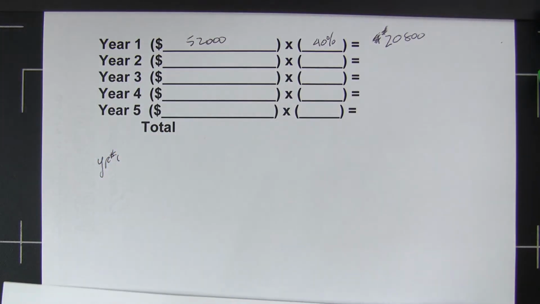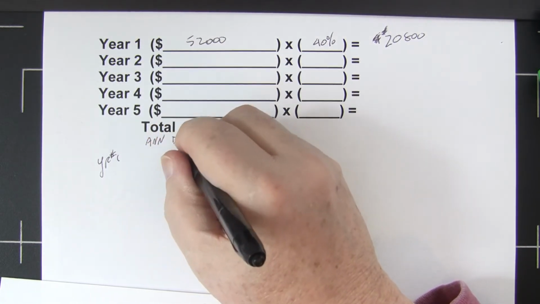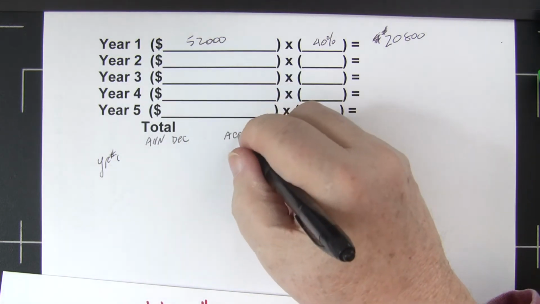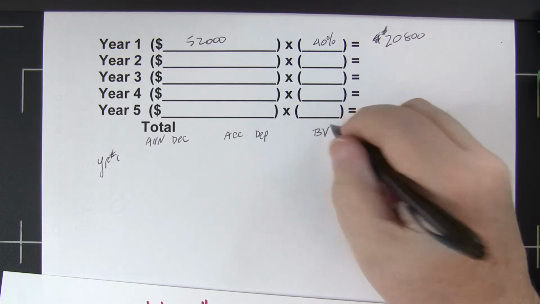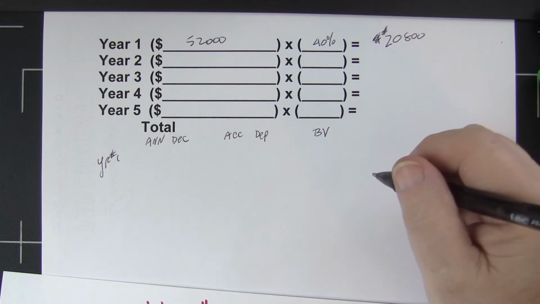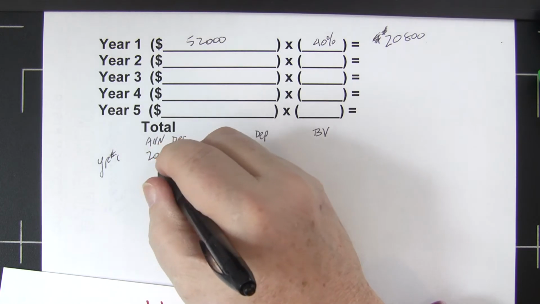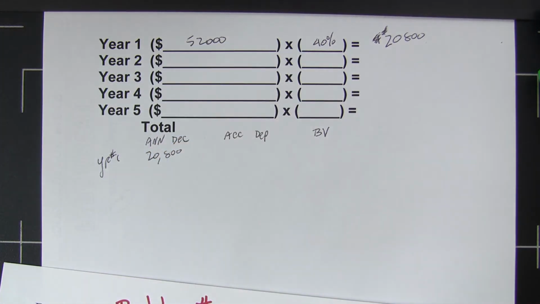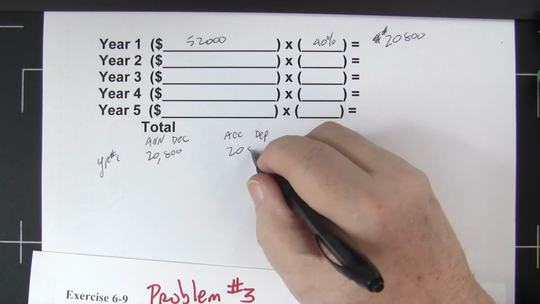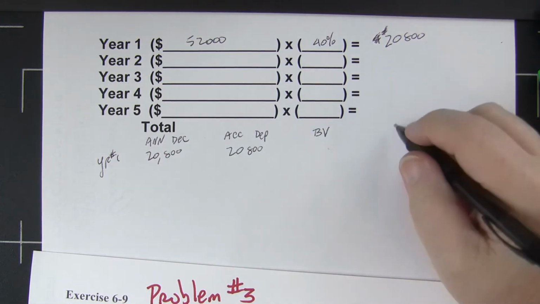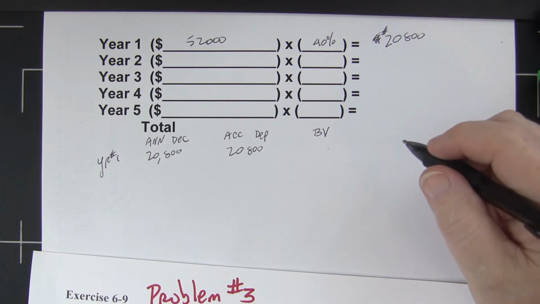So let's do ourselves a little table down here. Year number 1. We have to compute the annual depreciation, the accumulated depreciation, and the book value. So, at year 1, our annual depreciation is 20,800. Our accumulated depreciation is 20,800. Our book value, let me get my calculator so I don't make up funky numbers and confuse everybody.